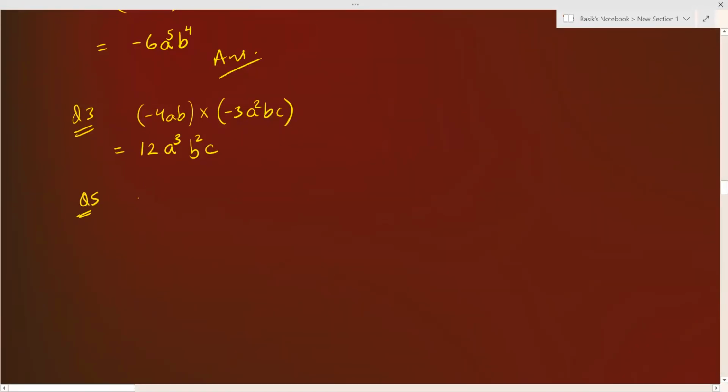Question 5. 2 upon 3 x square y multiplied by 3 upon 5 x y square. Sir, can we write x power 1? Yes, you can write. Ab dekhiye, multiply karna hai, so we can simplify also because we are multiplying. Yahan 3 se 3 cancel ho jayega. So ye 2 upon 5. Now x square into x, x cube, x ki power 3 ho gaya. Y into y square is y to the power 3 again. So answer 2 upon 5 x cube y cube. Got it? Yes, sir, got it.